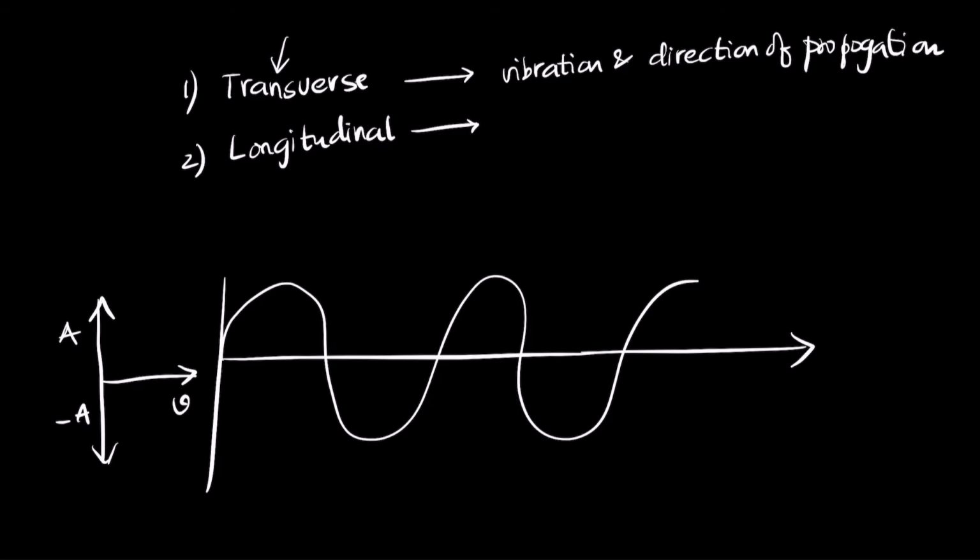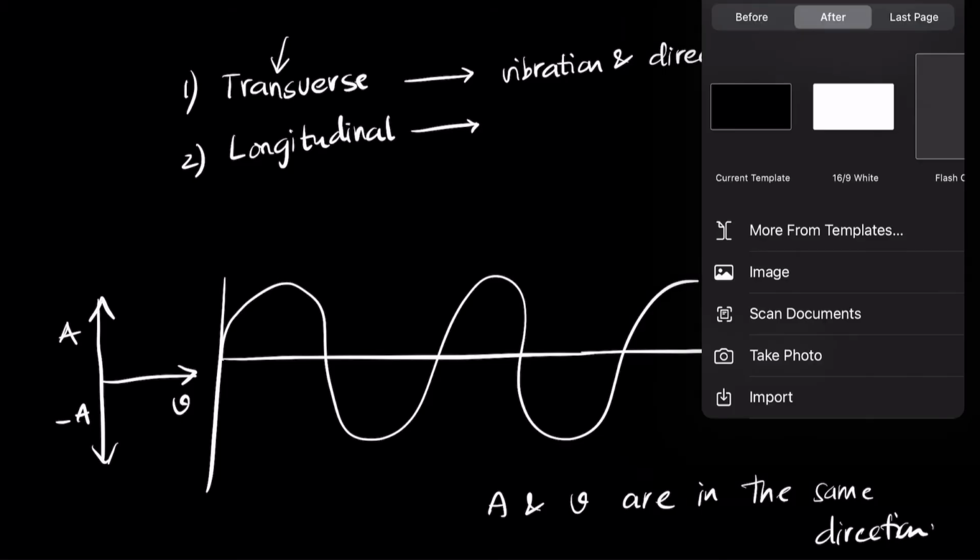The next example is a longitudinal wave. Longitudinal waves travel in such a way that the amplitude and the velocity are in the same direction, which basically says that the vibration and the direction of propagation are in the same direction. Let's take the example of a sound wave. A sound wave generally has compressions and rarefactions. Notice that this here represents a compression, and the place where the density is very low, we call a rarefaction.